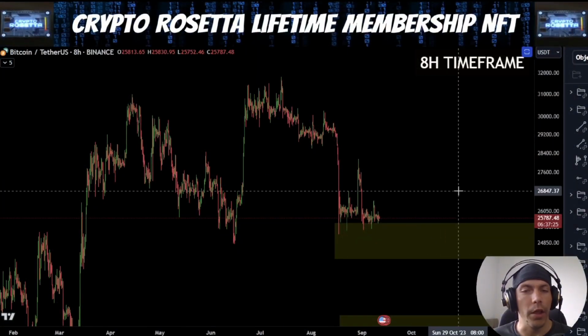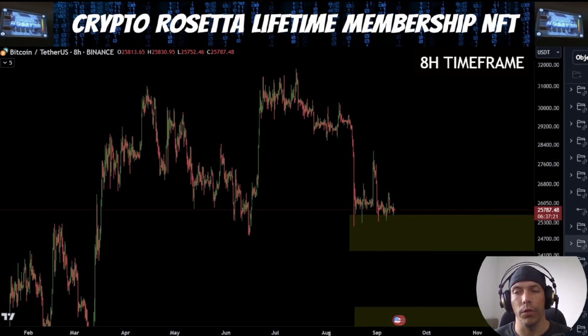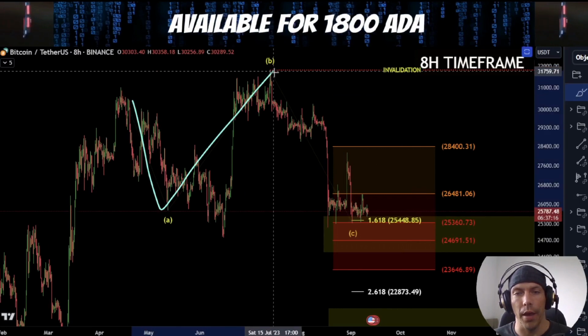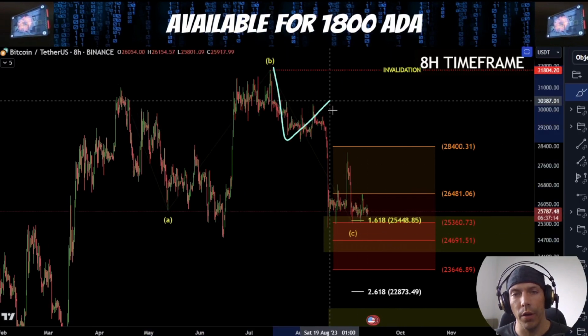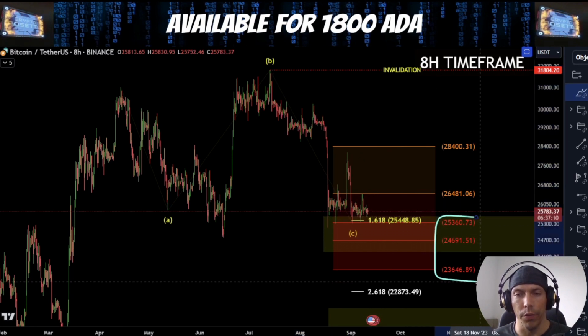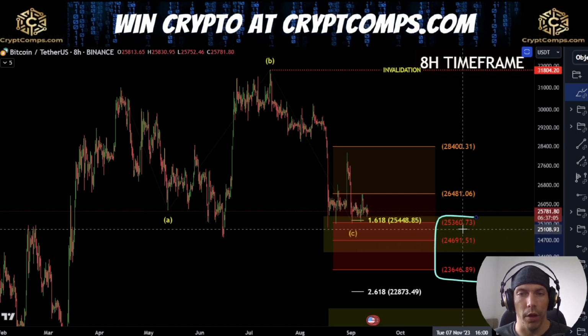Okay, before we jump into the lower degree counts here, what I'm going to be discussing is some of the higher time frame things that we're still looking for. I'm still treating this move as a bigger A, a B, and a C, where we're looking for a 5-wave structure to the downside here, looking for this target range of this 23,646 to this 25,360 level.